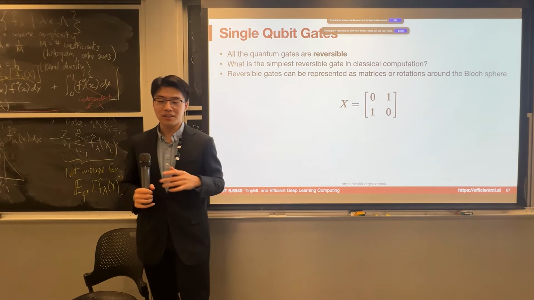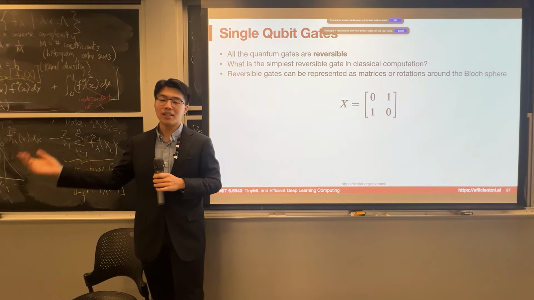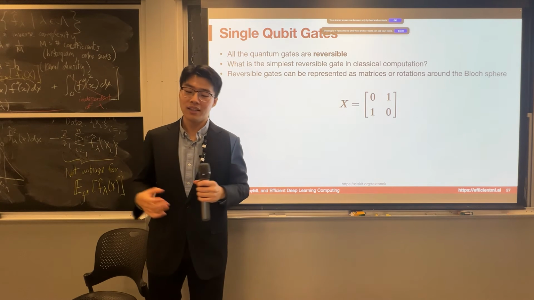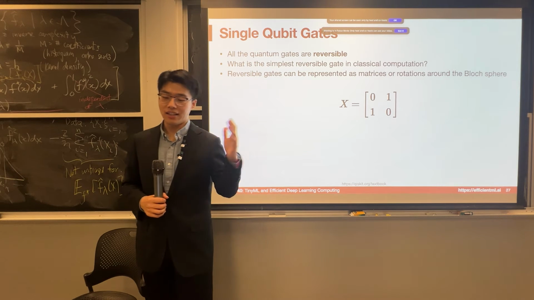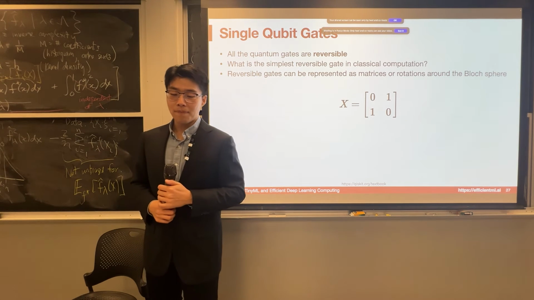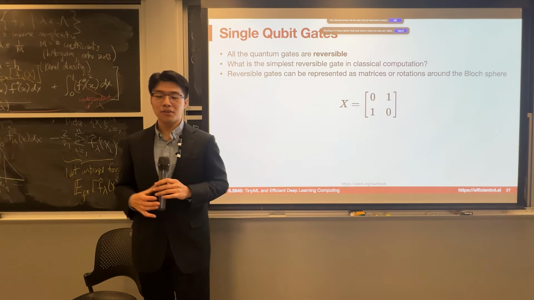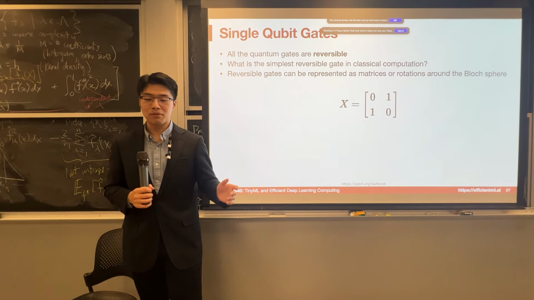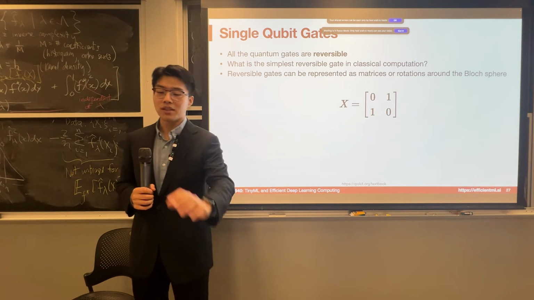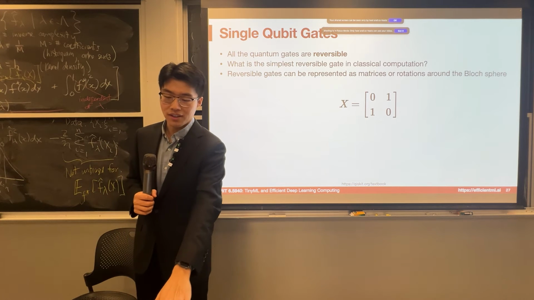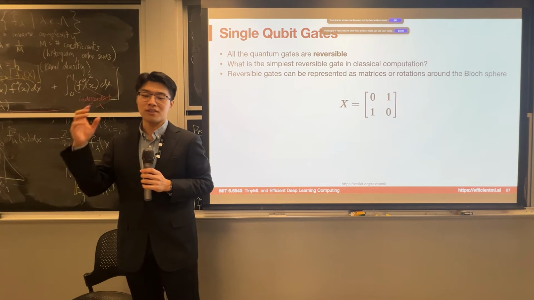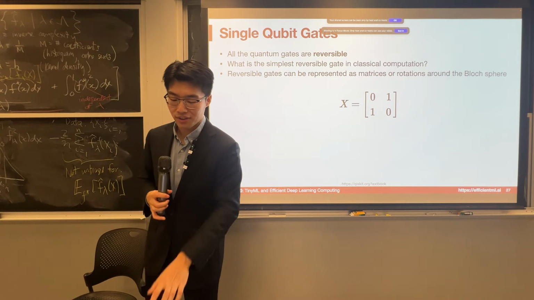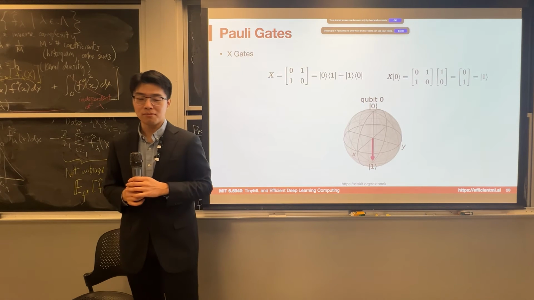But classical computation also relies on those irreversible gates, for example the XOR gate, XNOR gate, and AND gate, right? And all the reversible gates have a good formulation in that they can be represented as matrices or rotations across a Bloch sphere. Just like this NOT gate, the NOT gate is definitely reversible because you can just apply another NOT to reverse it and then obtain the original input, right?